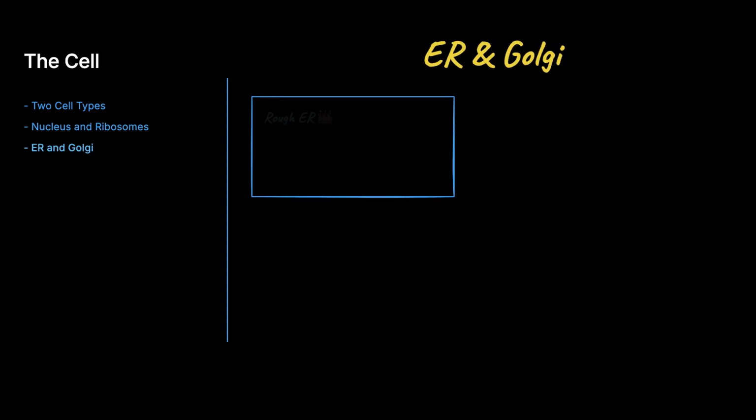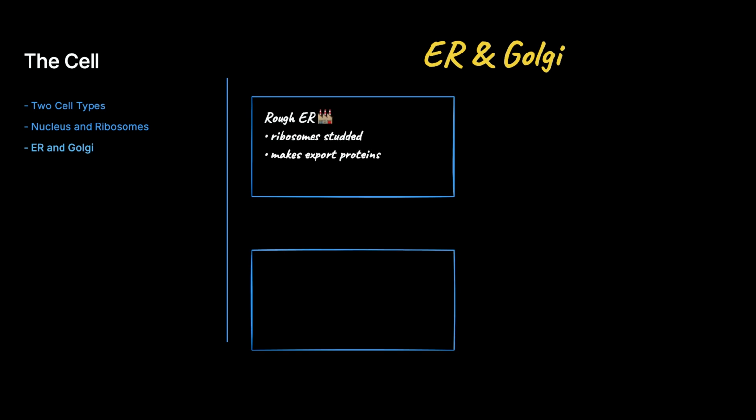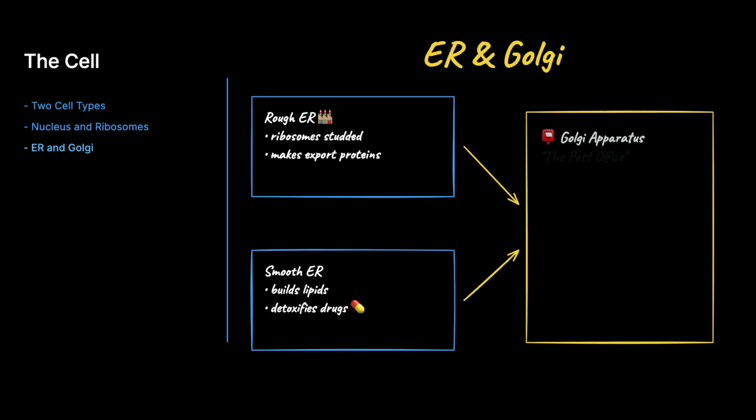That brings us to the cell's manufacturing district. The rough endoplasmic reticulum, studded with ribosomes, makes proteins for export. The smooth endoplasmic reticulum builds lipids and helps detoxify drugs. From there, proteins travel to the Golgi apparatus, which I think of as the post office. It modifies, packages, and ships each protein where it belongs.